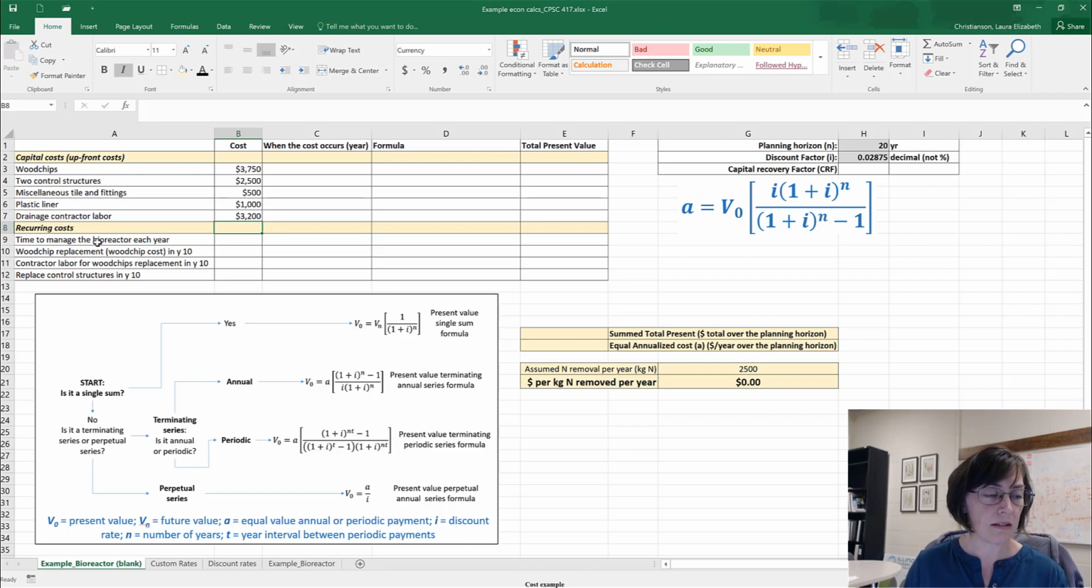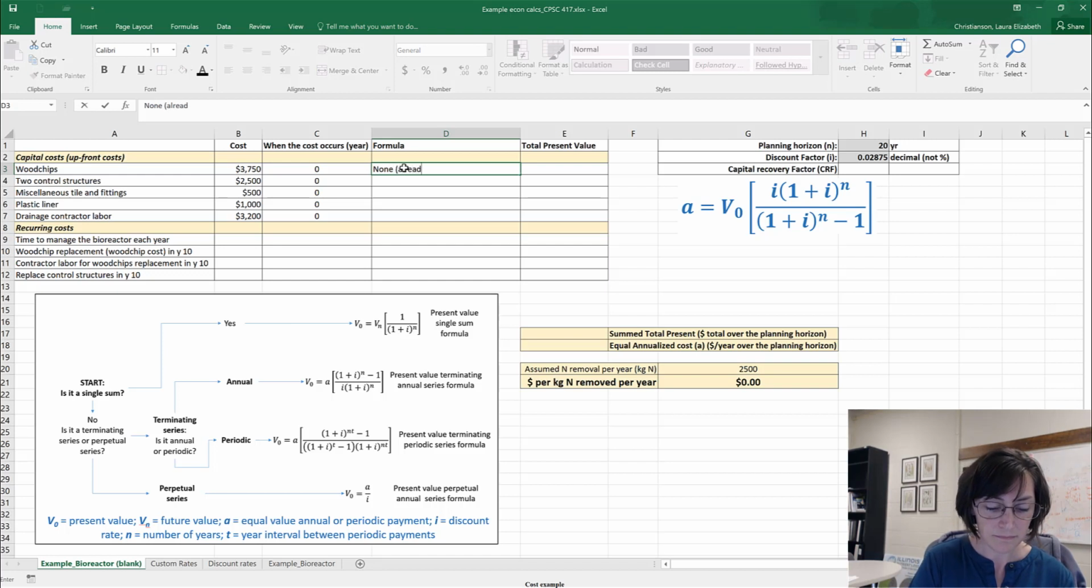So let's stick up at the top of the table with the capital costs and keep filling this table out. When does the cost occur? Well, it occurs in actually year 0 for this process. So I'm filling in zeros here because all of those are year 0 costs. Those are upfront costs. The formula is that there isn't one because it's already in present value.